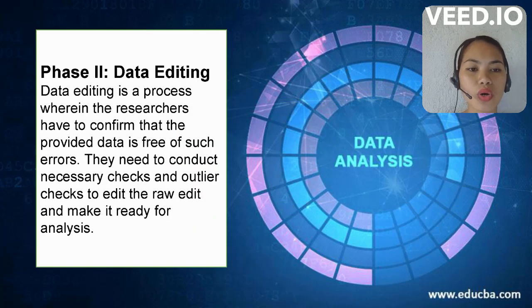Next, you have also phase two, data editing. So for data editing, this is a process wherein the researchers have to confirm that the provided data is free of errors. They need to conduct necessary checks and outlier checks to edit the raw data and make it ready for analysis.